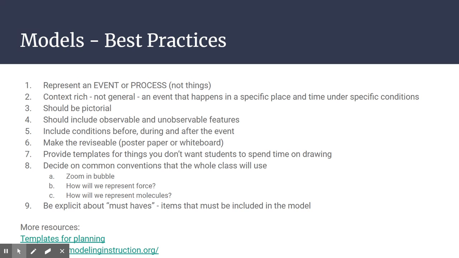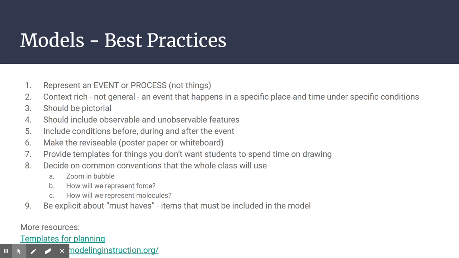When you ask them to draw their model, you want to remind them that you want to see what is observable and unobservable as part of this process. All right, so there could be forces involved. There could be things that are very small, and we want you to show that in your model. Usually with an event or a process, there's something that occurred before, there's something during the process, and there's something after the process. You want to ask students to model all 3 of those times, the before, the during, and the after.